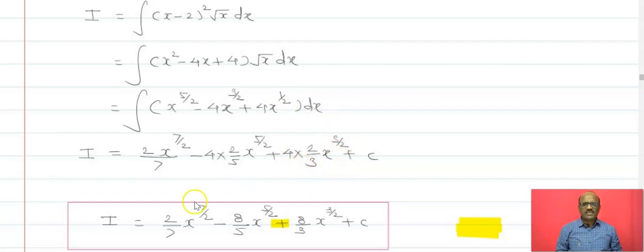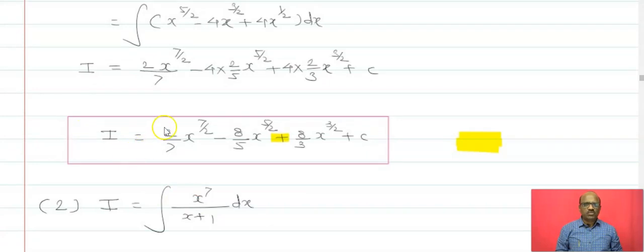Now simplify this. Therefore, I is equal to 2 by 7 x raised to 7 by 2, minus 4 into 2, that is 8 by 5 x raised to 5 by 2, plus 2 into 4, that is 8 upon 3 x raised to 3 by 2, plus c. This is the answer. The answer given in the textbook is incorrect, but I have corrected it.